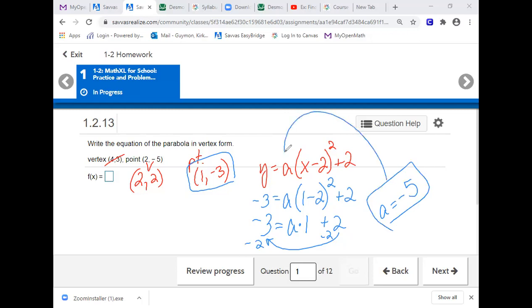Put that right there. Once you have that in there, hopefully it says that's right. Otherwise, Mr. Guyman messed it up again. The process is right, but I never guarantee my arithmetic. Okay, great question. So 1.2.13. I'm glad to have that as an example I can put out there. Thank you.